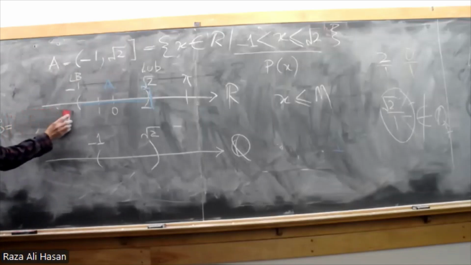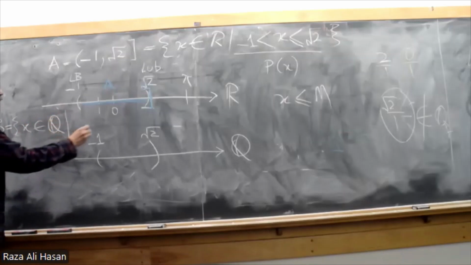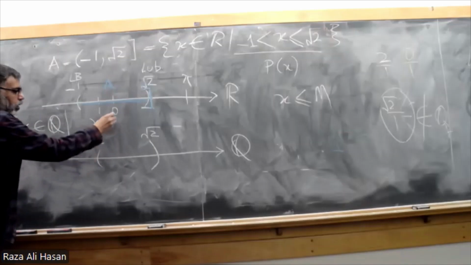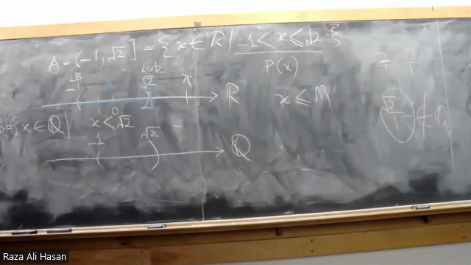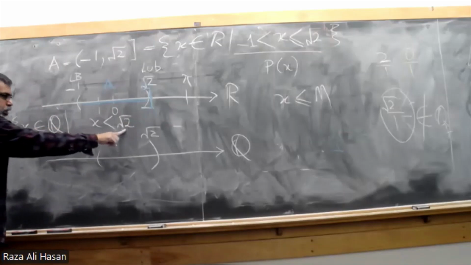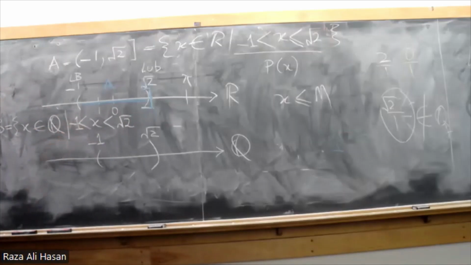So, okay, we have to do what? We have to do x, all elements x of the set B, which had better be rational numbers, such that x is smaller than this irrational number, but greater than -1. Okay?